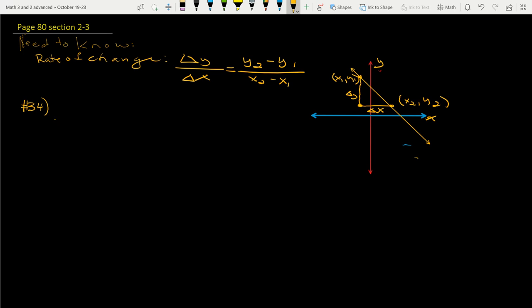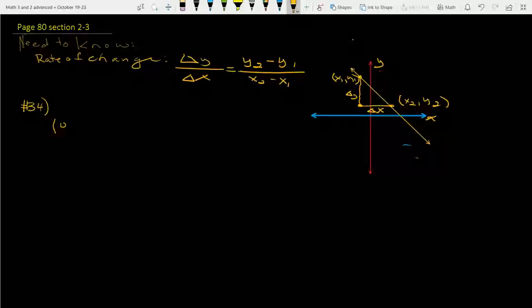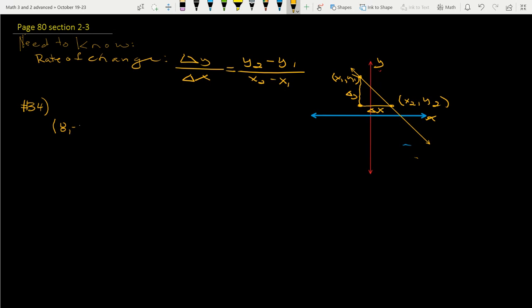They give us a coordinate pair of 8 and -2. And they give us another coordinate pair of r, -6, and that's supposed to be an r. And they also give us a slope equal to -4. So they're literally wanting us to find that piece right there.